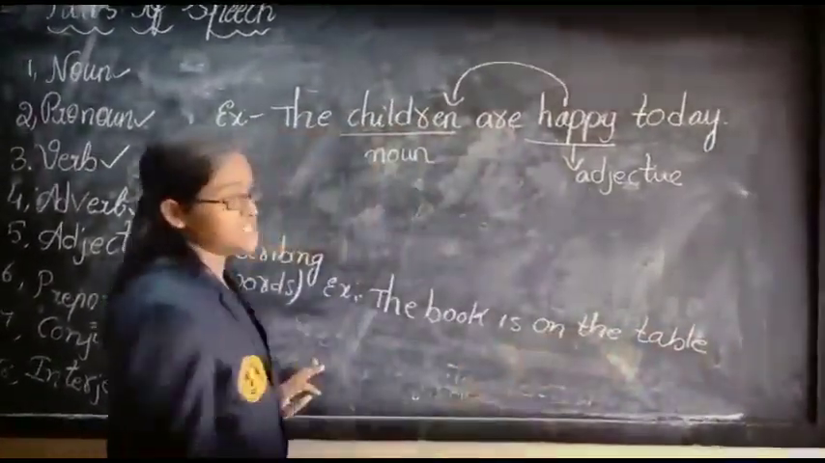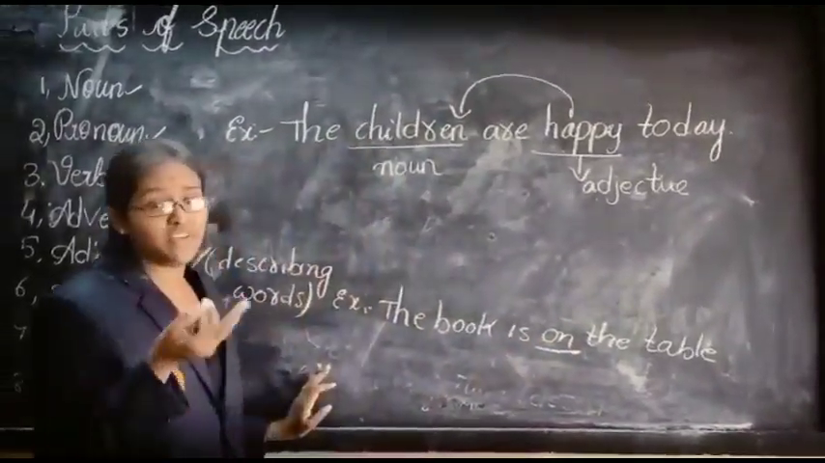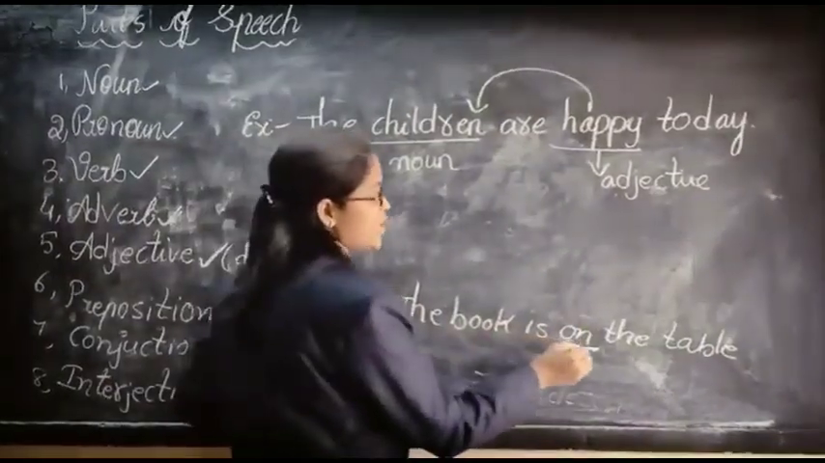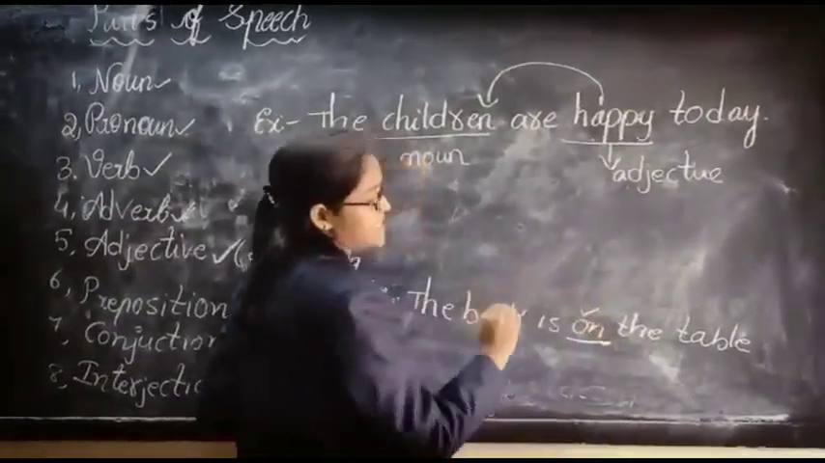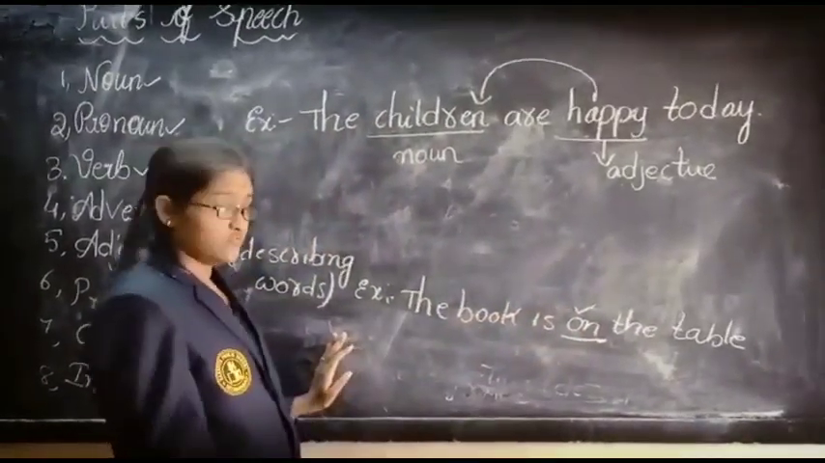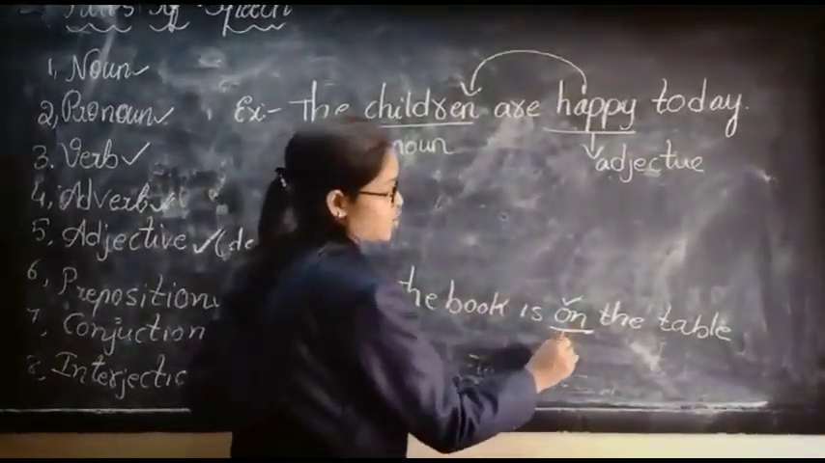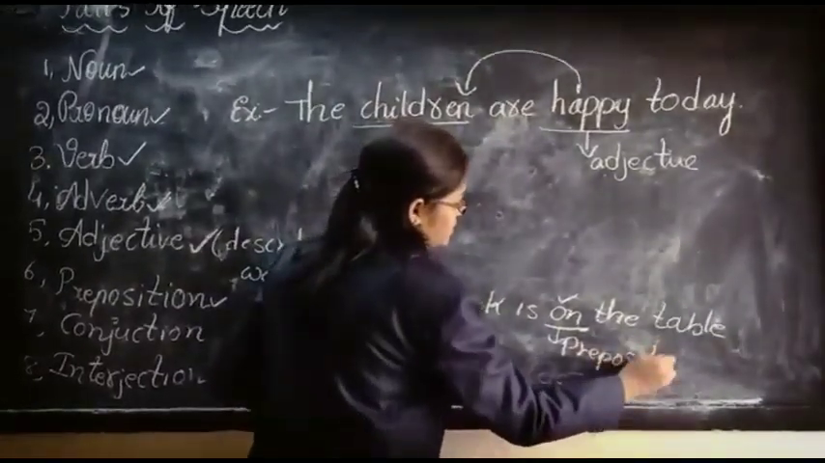In this sentence, which is the preposition? On is the preposition. Where is that book? We kept that book on the table. This word on is telling us about the position of the book. So that's why in this sentence, on is the preposition.